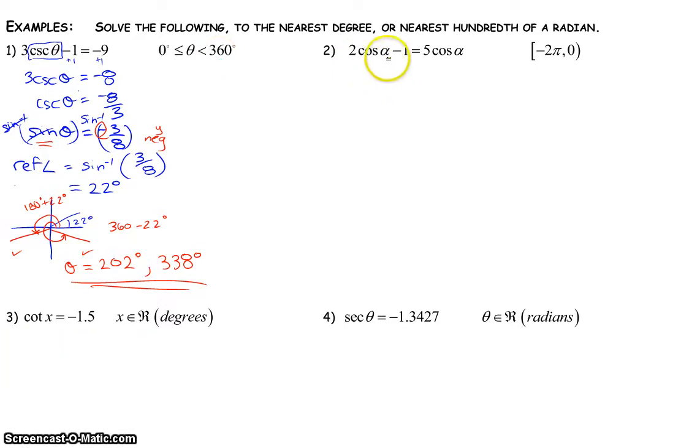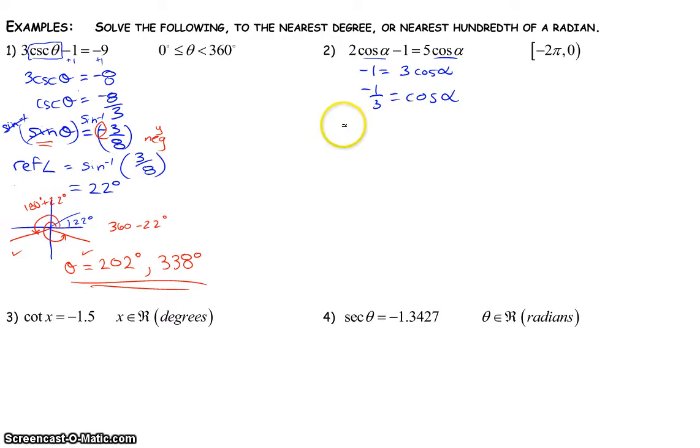Okay, so we have 2 cos alpha minus 1 equals 5 cos alpha. Well, first of all, these cosines need to be on the same side. And I kind of want to keep it positive, but it doesn't matter too much. Anyways, I would subtract 2 cos alpha to the other side. So now we have negative 1 equals 5 cos alpha minus 2 cos alpha, which would be 3 cos alpha. And then we're going to divide by 3 to get rid of the multiplying there. So negative 1 over 3 equals cos alpha.